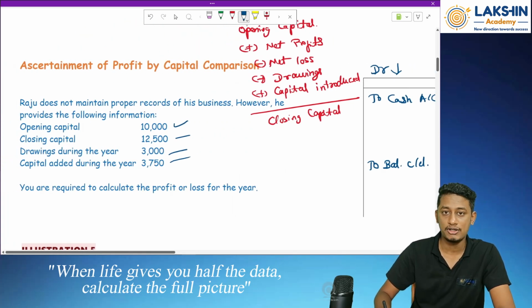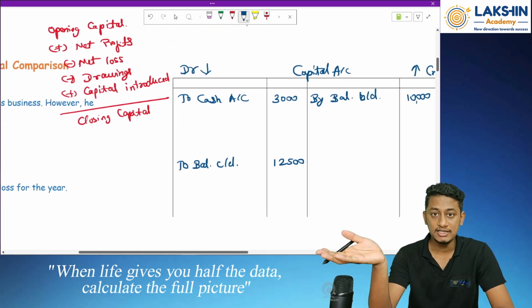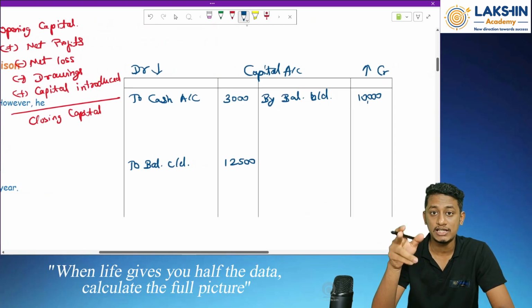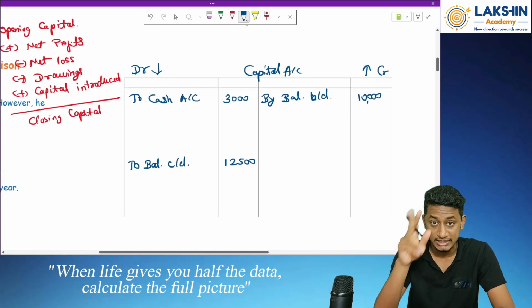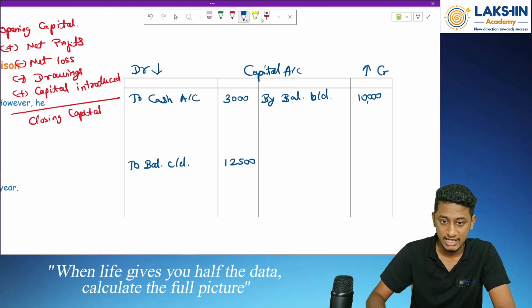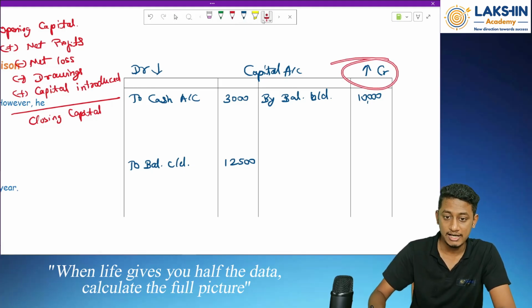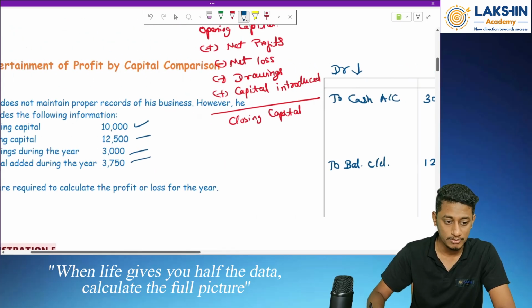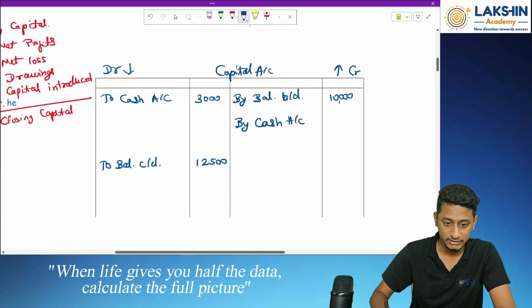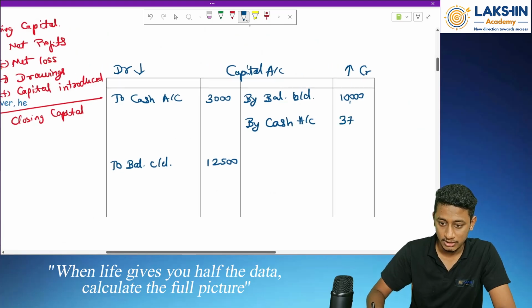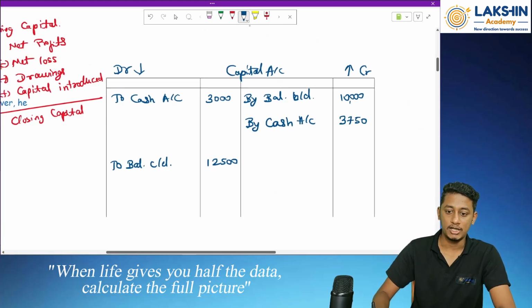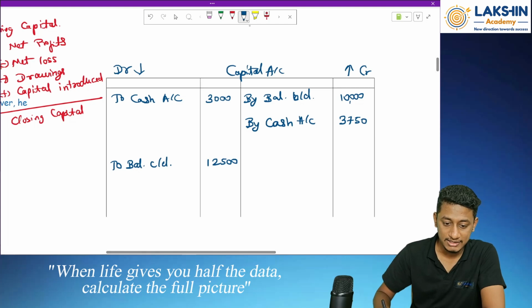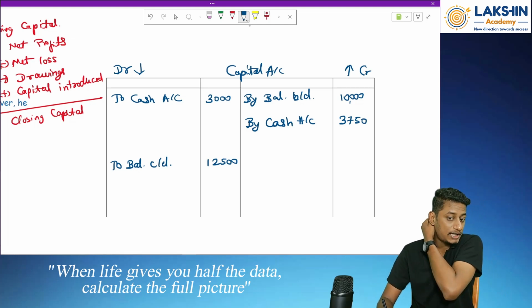Capital added during the year. So whenever capital is infused into my business, will the value of the capital increase or decrease in the business? It will increase in the business. So whenever I need to increase, I will credit the account. So by cash account, I have infused capital through cash. So how much is it? 3,750. Okay. Now let us see whether my capital account tallies.